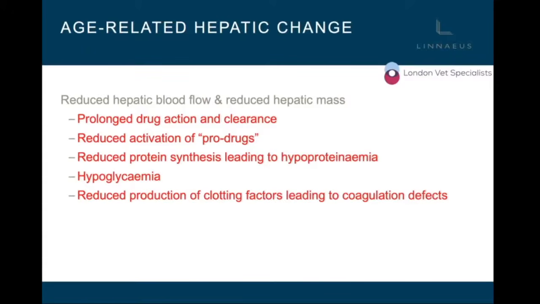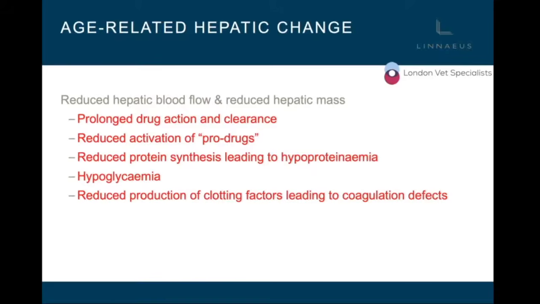We don't have very many prodrugs in veterinary anesthesia, but prodrugs are drugs which do not become active until they are partially metabolized. So if we were to have many prodrugs, we may find that they're not very effective because the liver is breaking them down into the active form more slowly.